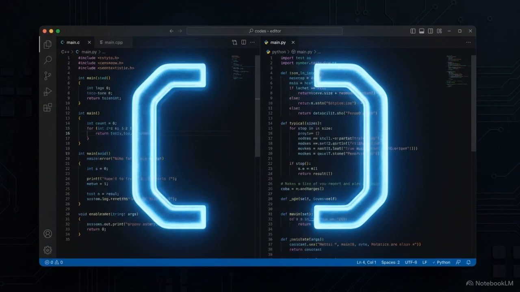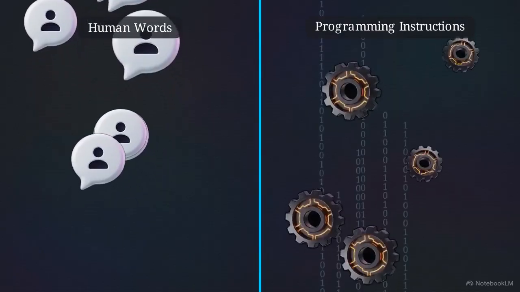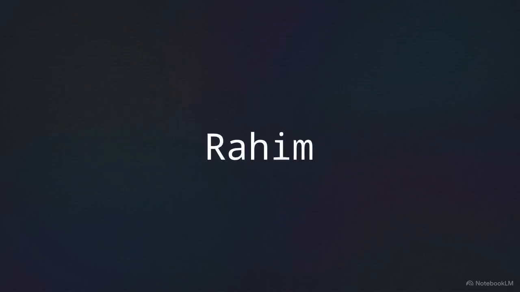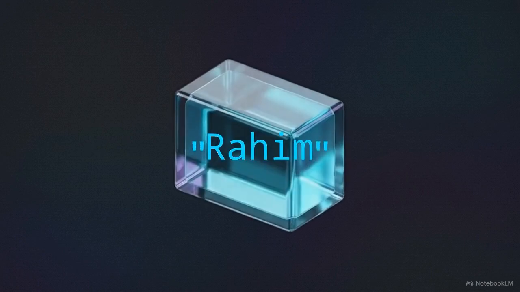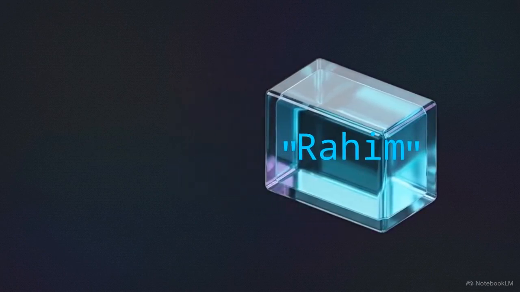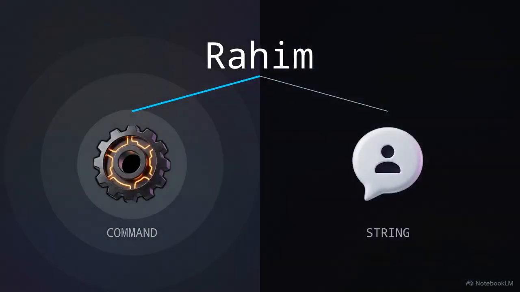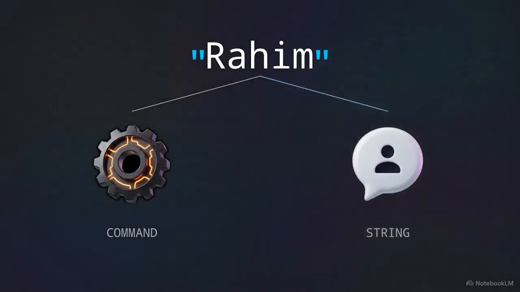To make this work, we use quotation marks to create a boundary between our human words and the computer's programming instructions. When we write a name, like Rahim, we add these quotation marks to seal the text inside a protective glass-like box. To find this information later, we give the box a name. By typing name equals, we link our protected text to a label. Without these quotation marks, the computer can't tell the difference between a command you want it to follow and a simple word you want it to remember.